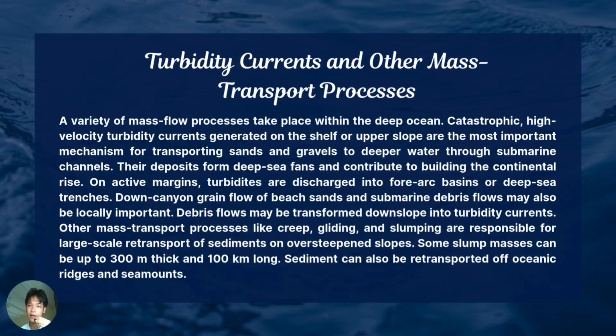These currents are the primary mechanism for transporting coarse sediment from the continental shelf through submarine canyons into deep water. When they reach the base of the slope, they slow down and deposit their sediment, forming deep sea fans that help build the continental rise. Other mass transport processes like debris flows and large-scale slumping also play a key role in moving enormous volumes of sediment down over-steepened slopes, sometimes in massive blocks hundreds of meters thick.